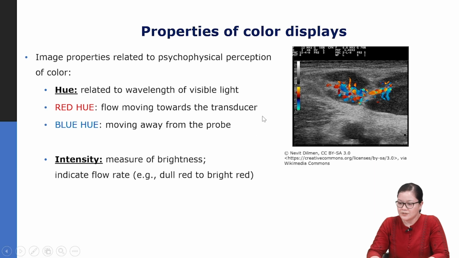In contrast, if the scatterer or reflector is moving away from the transducer, then there will be a blue hue in the color Doppler display. You can see here the color map from blue to even brighter blue. That corresponds to the reflector moving further away from the transducer, and the brighter the blue, the faster it's moving away from the transducer. So the intensity also matters: it's a measure of the brightness of that hue, and that indicates the flow rate.